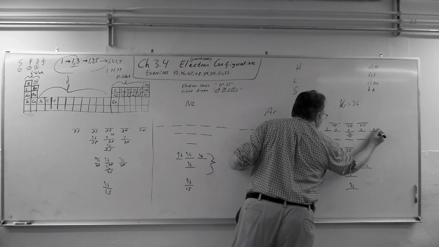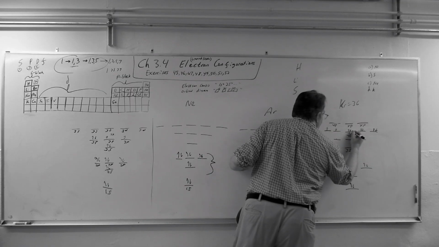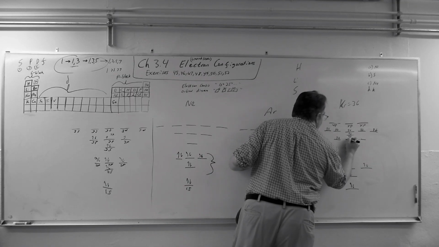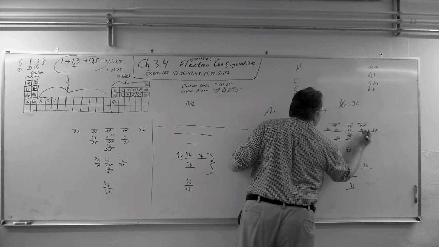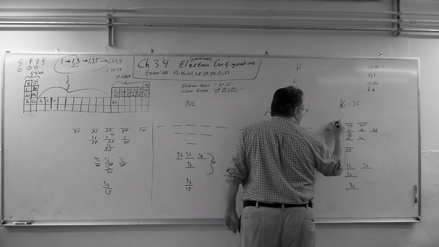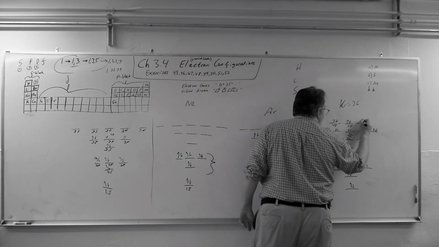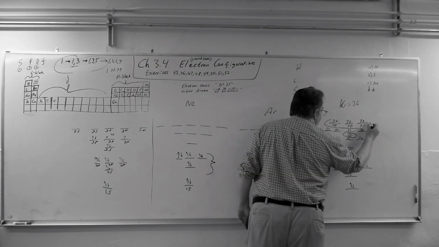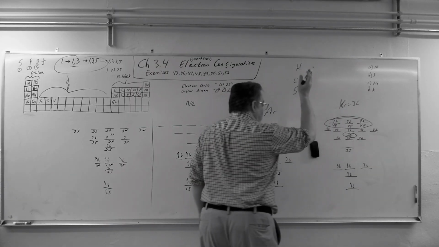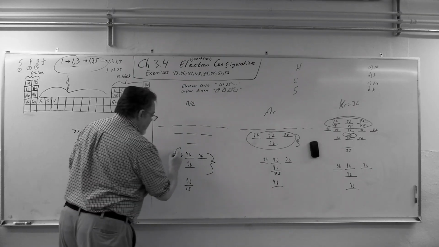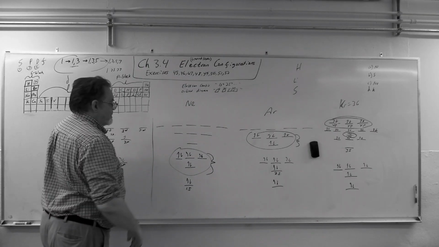This is what I was saying, it kind of gets weird because we've got this 3D orbital in the way. But if we count it up to 36, it's going to be the S full and the P full, and no more electrons above it.